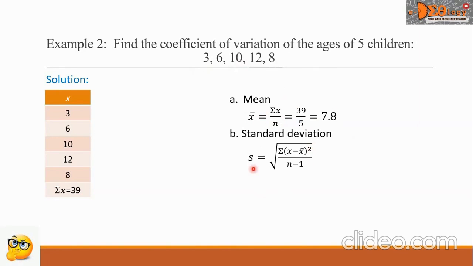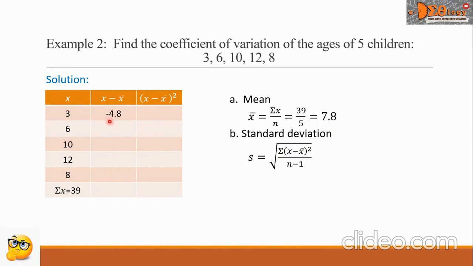Next, let us compute for the standard deviation. We have this formula: S equals the square root of the quantity, a fraction whose numerator is the summation of the square of the quantity x minus x bar, all over n minus 1. In using this formula, we need to add 2 more columns. The first column here is the difference of each data from the mean. So we have this first blank, we will have 3 minus 7.8.